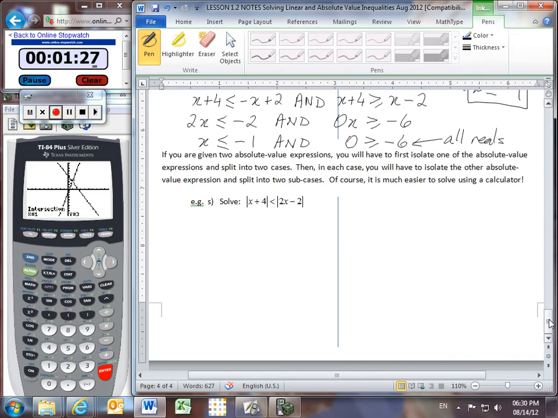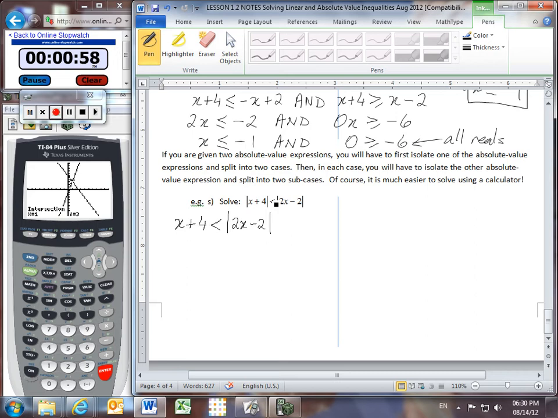Now, if you've got two absolute value expressions, you'll first have to isolate one of them and split into two cases. And then in each of those cases, you'll have to isolate the other absolute value expression and split into two further subcases. Now, I could do this. I'll just start it out. One of my absolute values has been isolated already, so when I take away that absolute value, my first case is going to be like that.